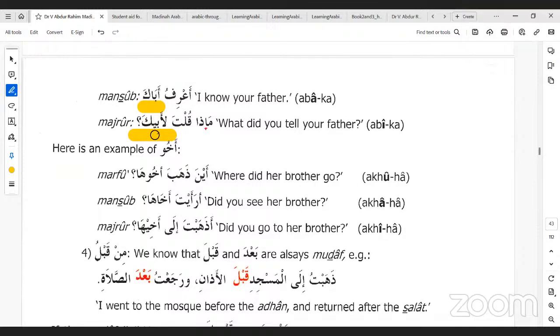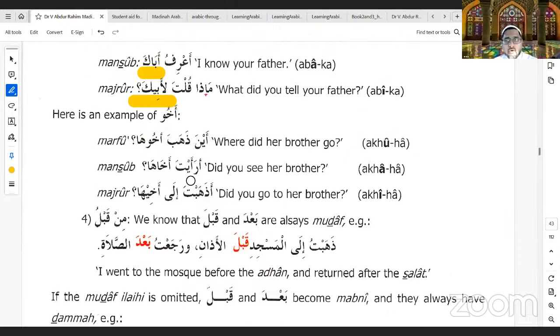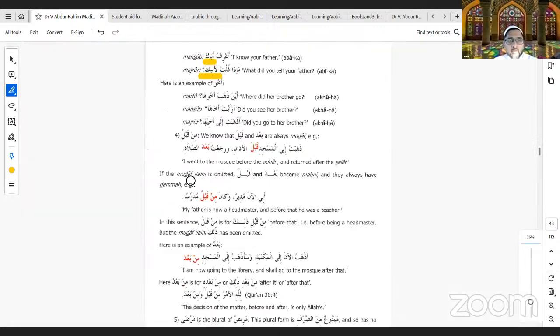Here is an example of akhu. Marfu': Aina zahaba akhuha, where did her brother go? Mansub: Ra'aita akhaha, did you see her brother? And majroor: Azahabta ila akhiha, did you go to her brother? Correct. So these are the actual i'rab for the nouns abun and akhun. Any questions on this?